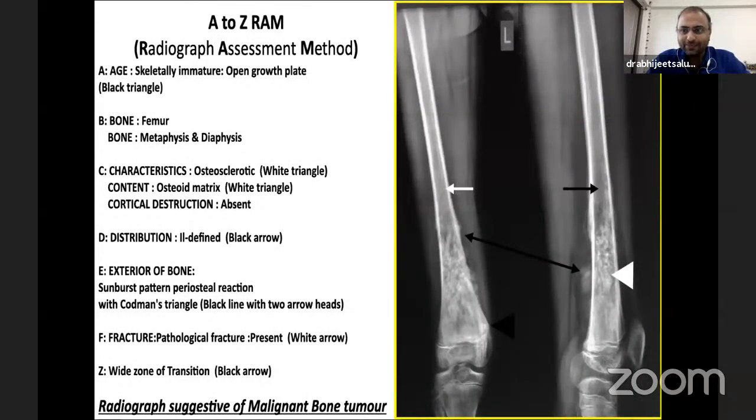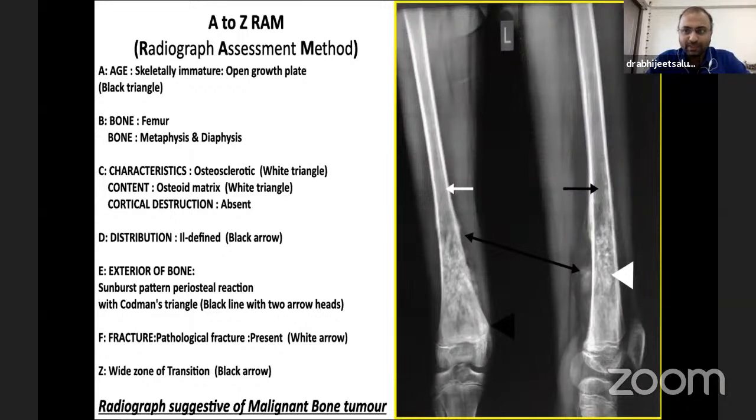So we'll be seeing a few examples. On the right side, there is an X-ray showing a lesion. Starting from A, age: we can see a black triangle showing the physis is open, so he looks skeletally immature.